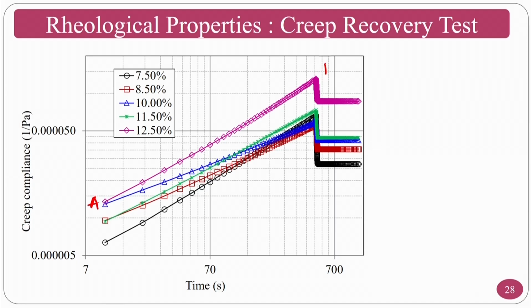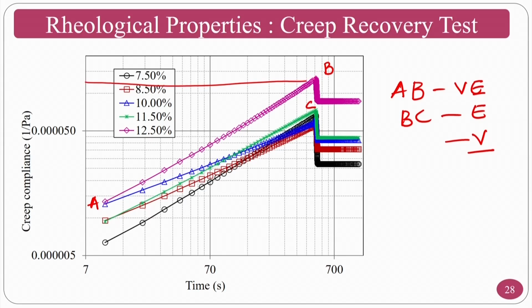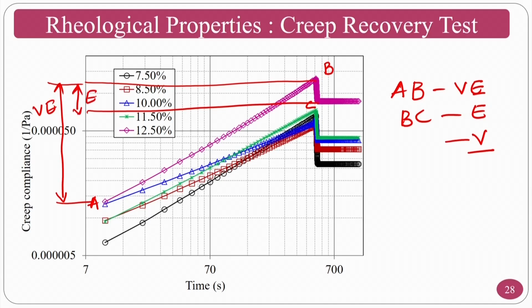A to B is viscoelastic nature, B to C is the elastic component. Once you know A to B is viscoelastic nature and B to C is only elastic nature, if you subtract it, you will get the viscous nature. Okay. This is your elastic component and this is your viscoelastic component. This is your viscoelastic component and this is your elastic component. So, you can get the viscous component.